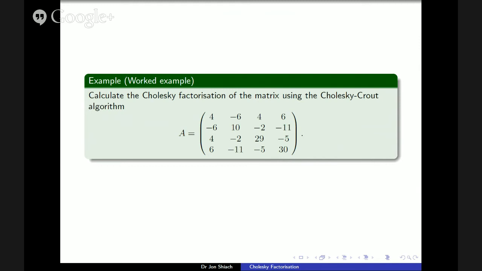L42 this time is very similar, with L41 and L21. So 1 over 1 again, I'm not going to bother with that. A42 is minus 11. Minus L41, which is 3, times L21, which was minus 3. It gives us minus 2. So that's the second column done. I only had to do 3 in that one.